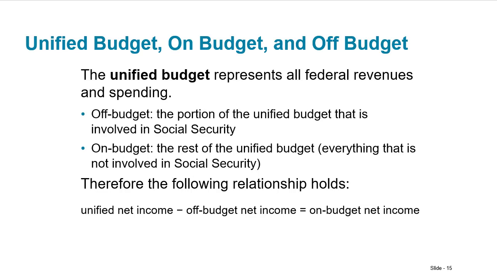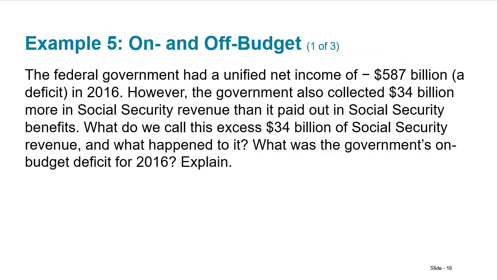The unified budget represents all federal revenues and spending. Off budget is the portion of the unified budget that is involved in Social Security. The on budget is the rest of the unified budget, everything that is not involved in Social Security. So Social Security is always that extra thing that's stuck on the side. So therefore, the following relationship holds. The unified net income minus the off budget net income equals the on budget net income. Again, who cares, right? We don't really care about most of these things. It's just how does it affect us, right?